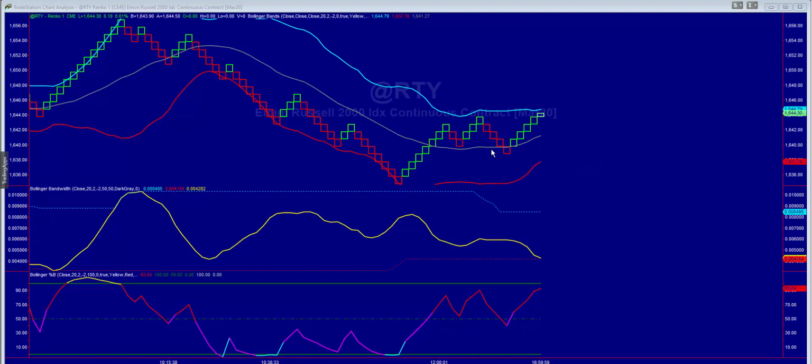This is a Renko chart on the Russell futures. This is the continuous Russell, the RTY. This has a default of a Bollinger Band. It also has the Bollinger Bandwidth indicator on here. It also has the %B Bollinger Bandwidth.